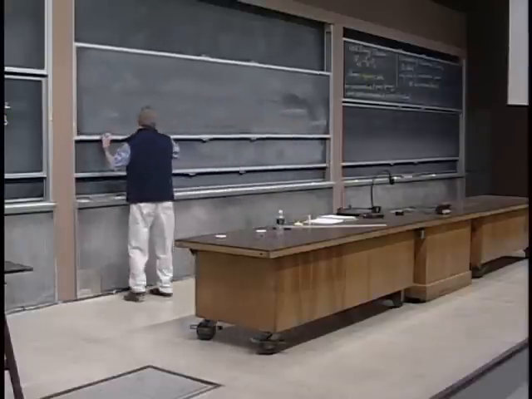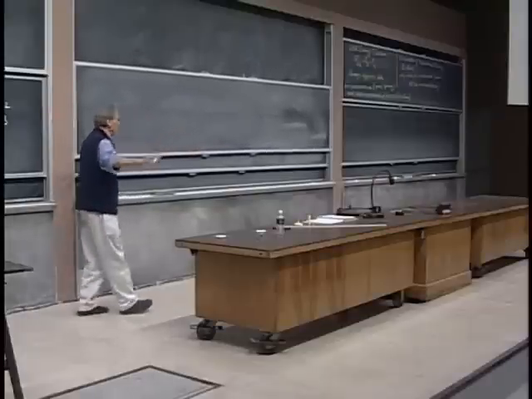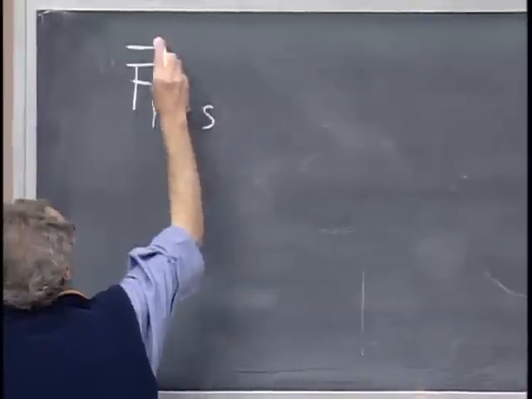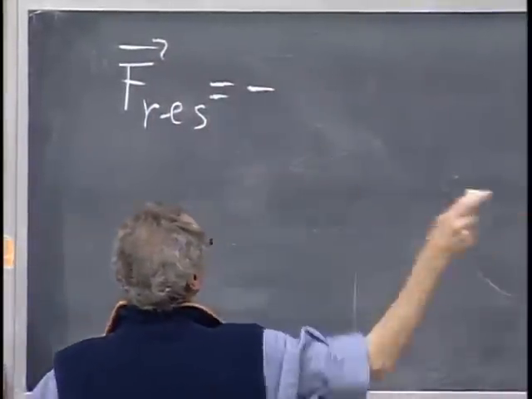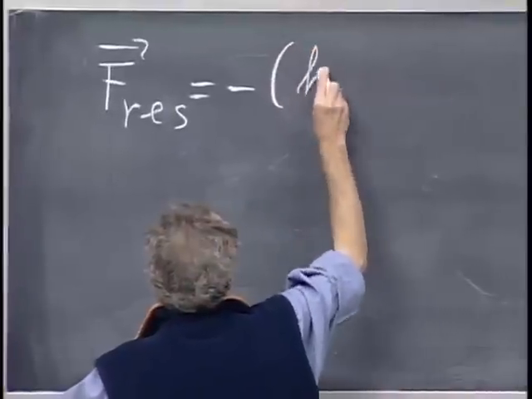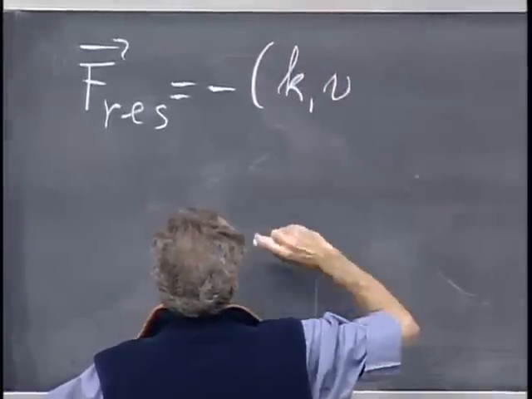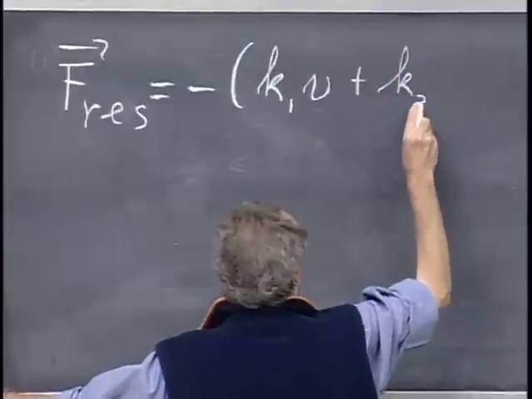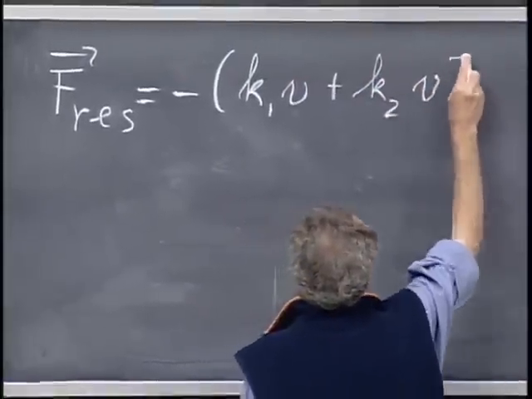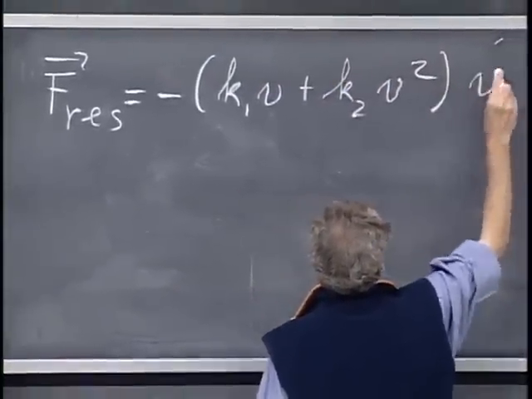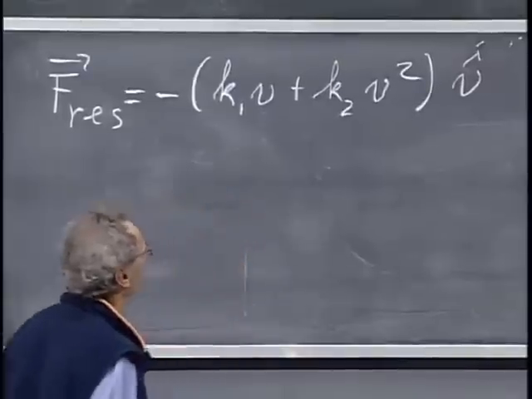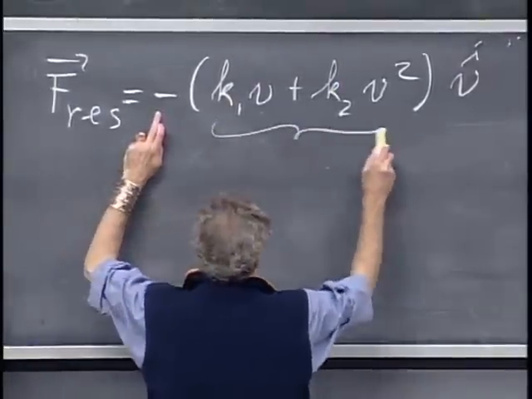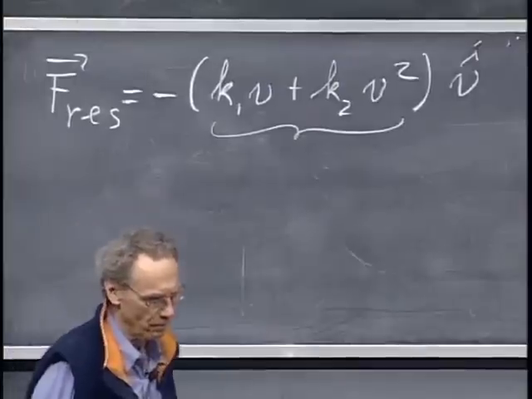If an object moves through a medium, air or a liquid, there is a resistive force which always opposes the velocity. It has two terms: k1 times v, where v is the speed, which is always positive, plus k2 times v squared, and this is the unit vector of the velocity. So it's always opposing the velocity. So this is the magnitude of the resistive force.